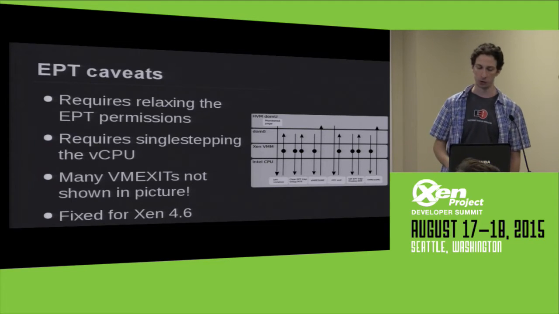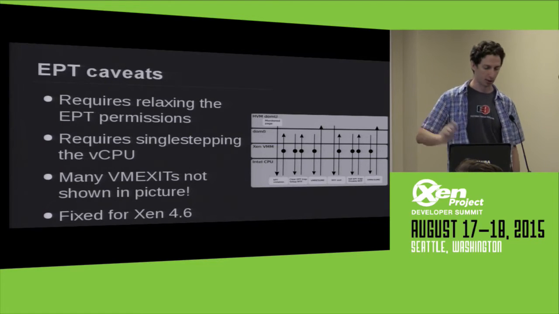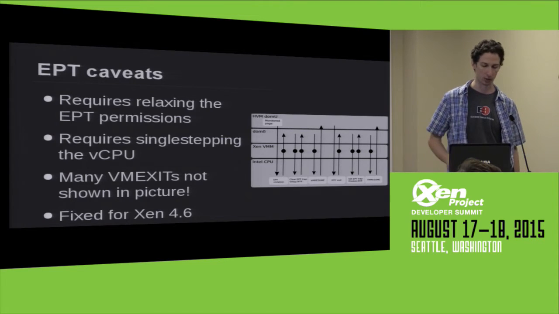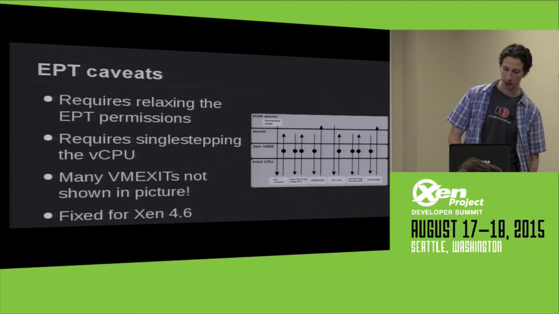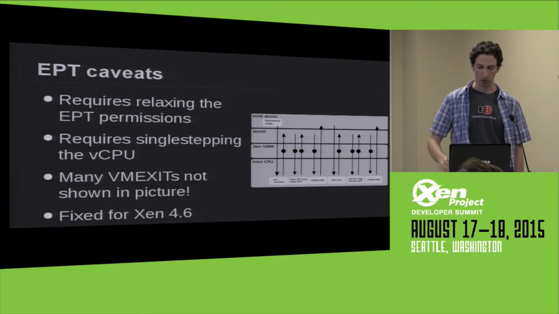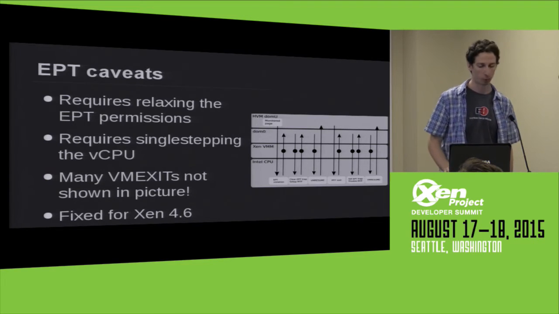And in fact, the picture is not even that accurate. A lot more VM exits and entries happened there because things were done twice for no reason. But in Xen 4.6, this has very much been streamlined. A lot of the duplicate VM exits and VM entries have been removed, so this is actually a quite smooth, optimized operation in Xen 4.6.